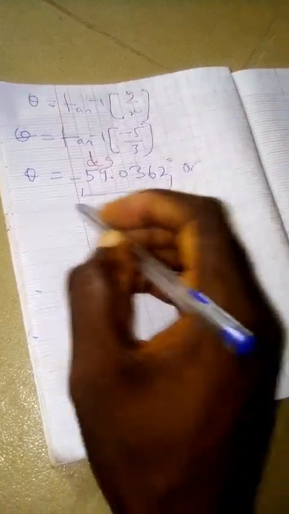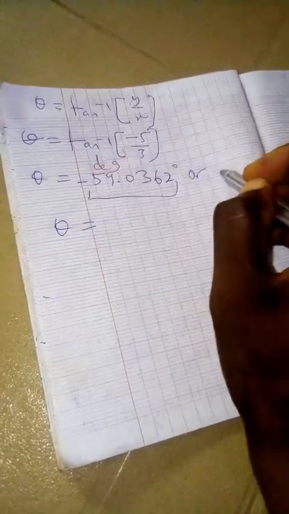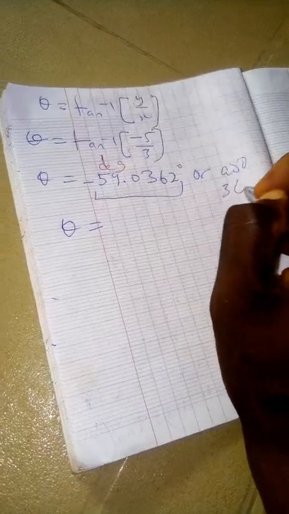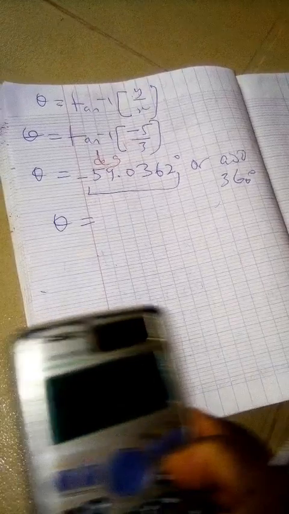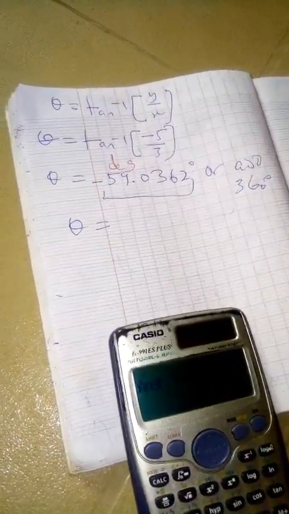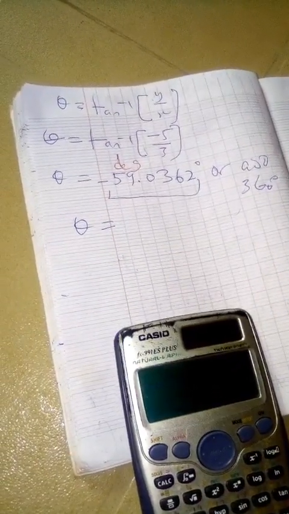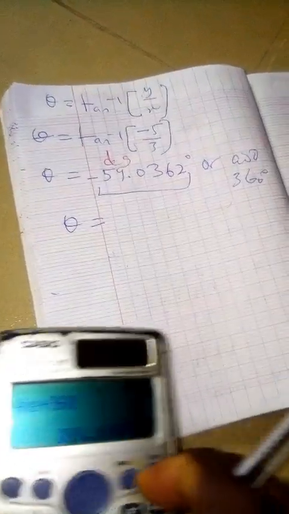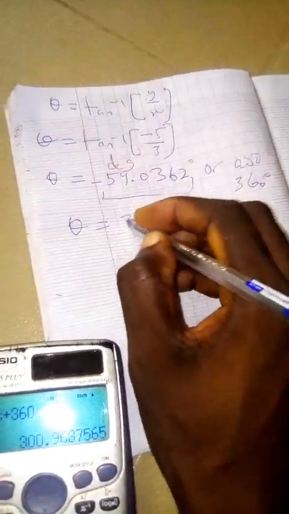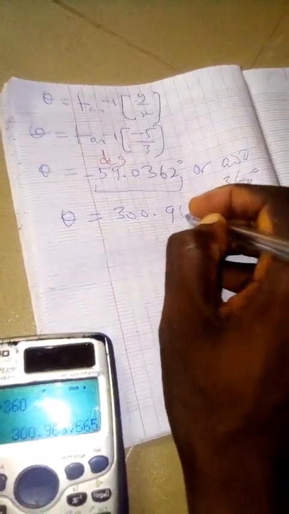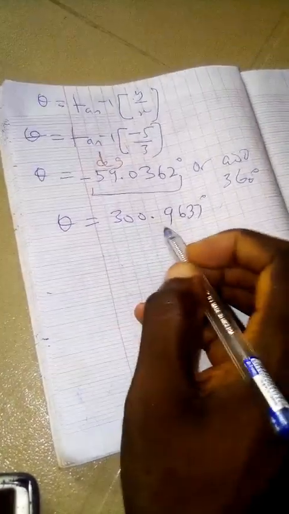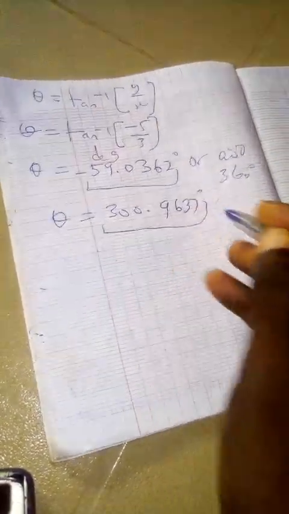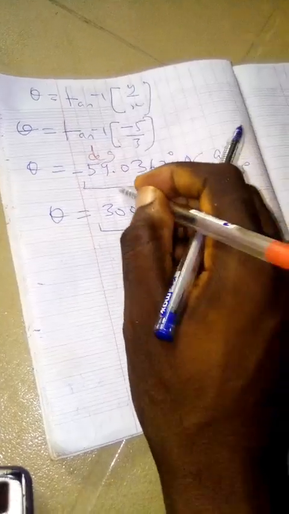But we don't want it to be negative. So what we'll do is I'm going to simply add 360 to this number so it becomes positive. So let me do that. In my calculator I've added the 360. So what I'm getting is 300.9637 degrees. So now I have my theta, but this theta is still in degrees. That's the problem. Do you understand?